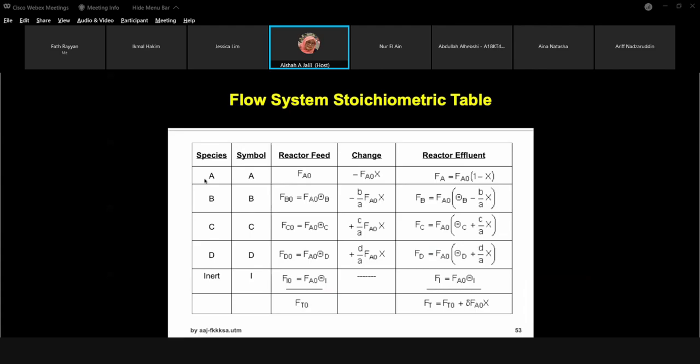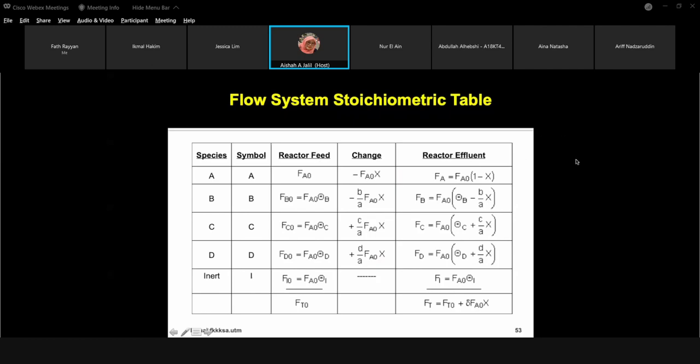Okay, that's all about the batch system stoichiometric table. From now, this is the flow system. You can see it is similar but the same. These are the same species symbols, but for the batch, this is initial. Now it is flow, just the reactor feed. The change is the same, and then the reactor effluent. In the batch you have what remains in the batch system, it does not go anywhere, but this one is effluent. So feed and effluent.